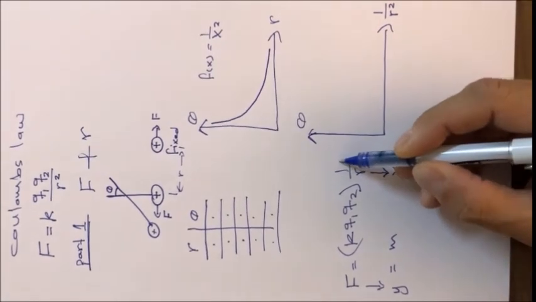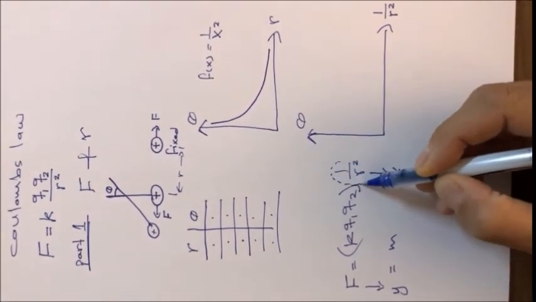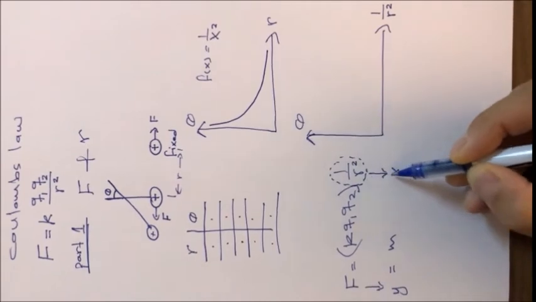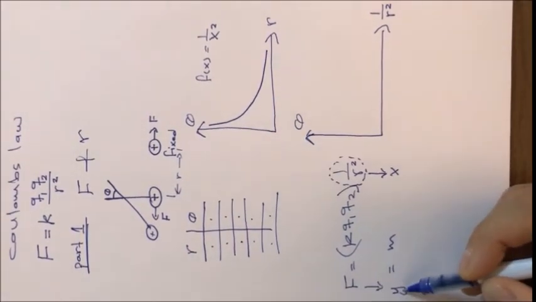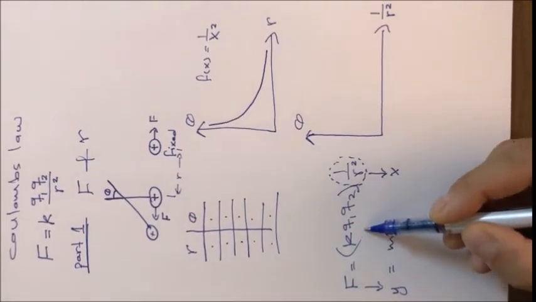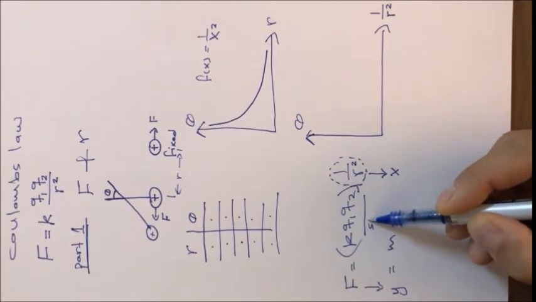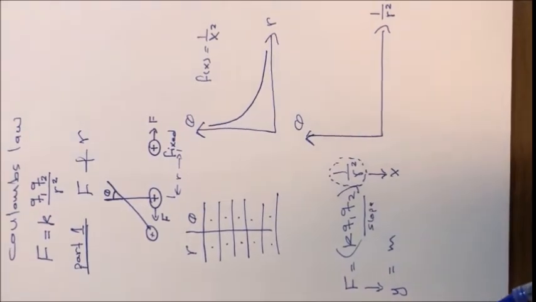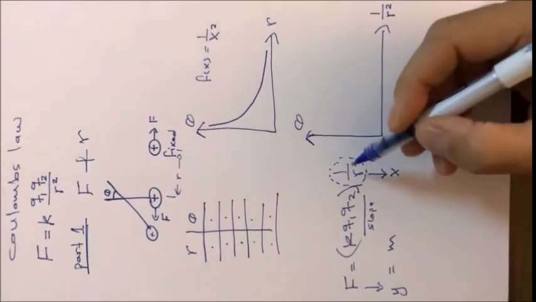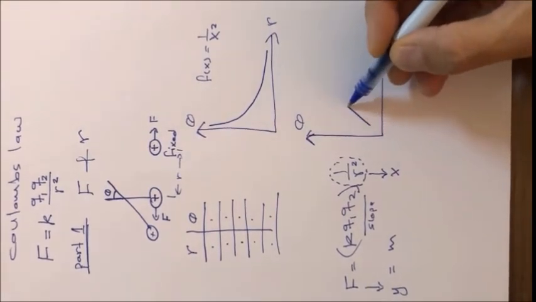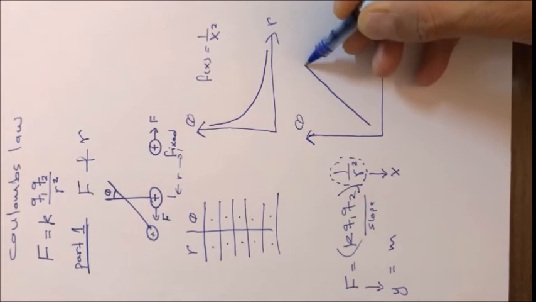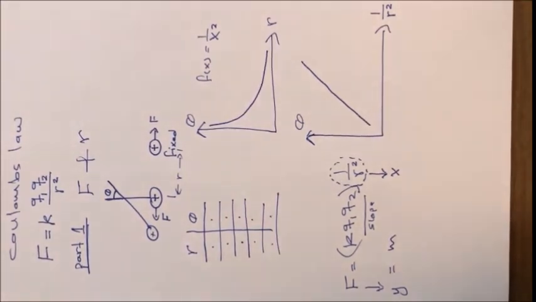So if I put 1 over r squared on the x-axis and F or theta on the y-axis, then this must be a straight line with this slope. So if doing this converted the graph into a straight line, then we become sure that the power is 2.